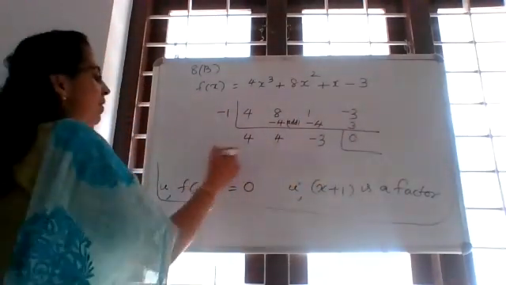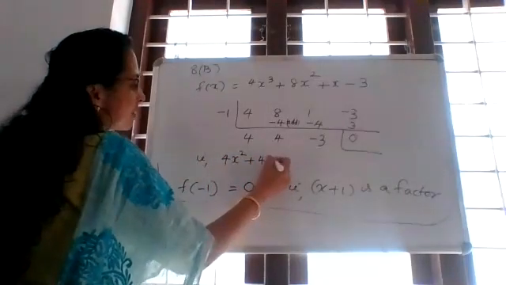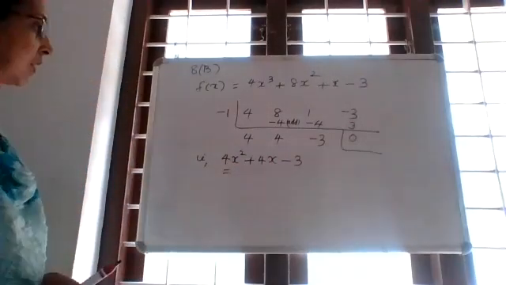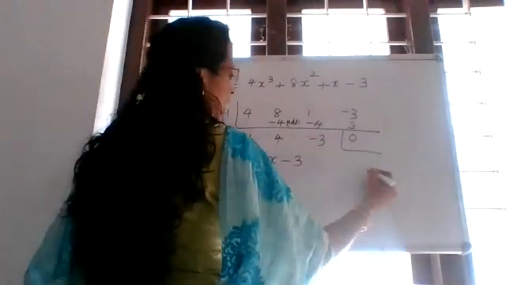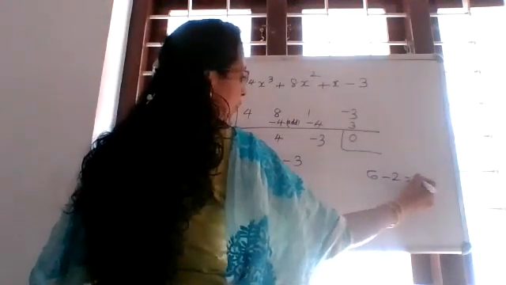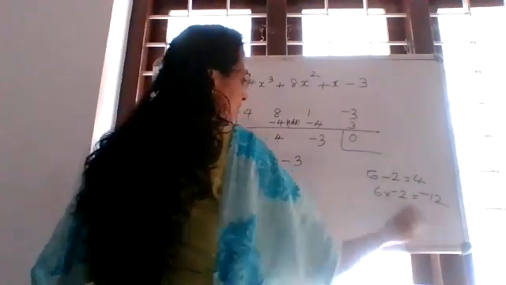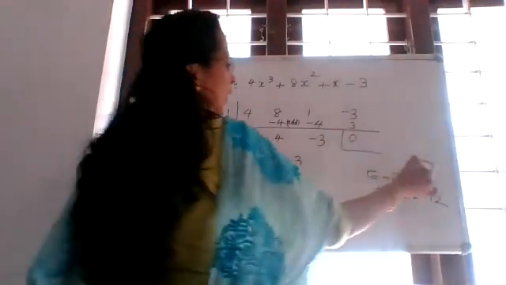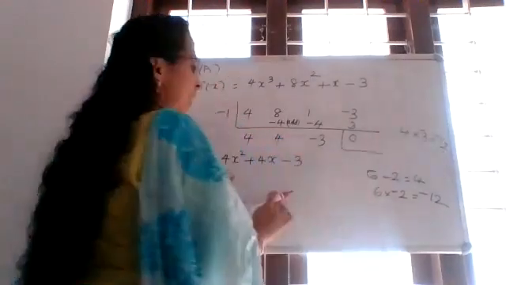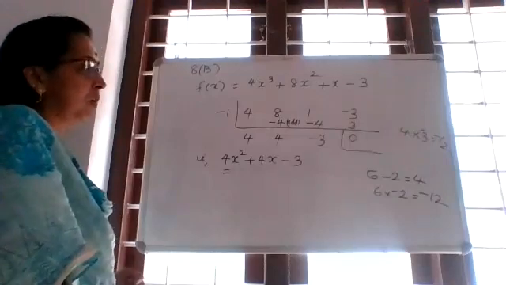So how can we write this? That is 4x square plus 4x minus 3. 6 minus 2 is equal to 4 and 6 into negative 2 is equal to negative 12. Is it possible? 4 into negative 3, negative 12 we need, and 4 also. Okay.